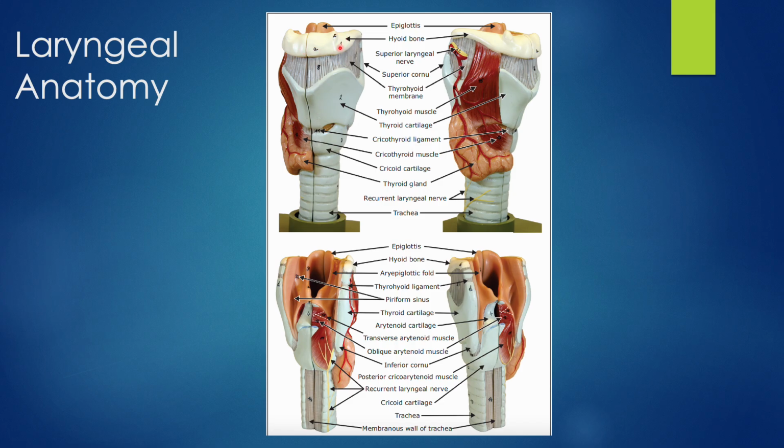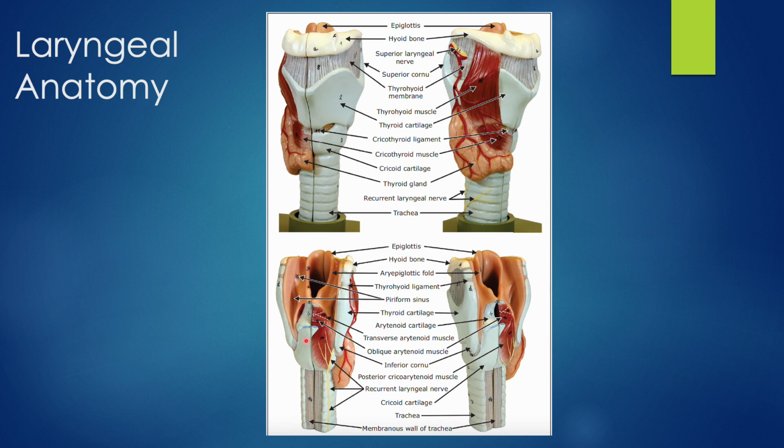And this is what we're looking for in a MBS. We look at hyolaryngeal excursion. We want to see that hyoid bump up toward the mandible. Because when it bumps up toward the mandible, the whole larynx goes with it and gets the airway out of the way for the bolus to go safely into the esophagus.